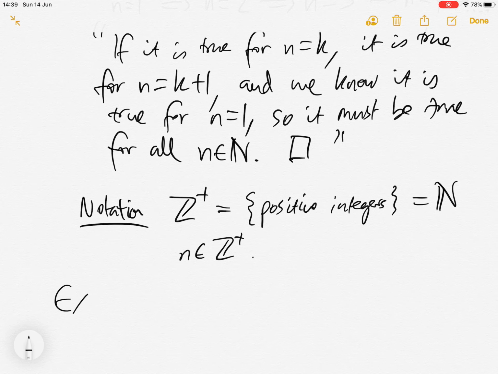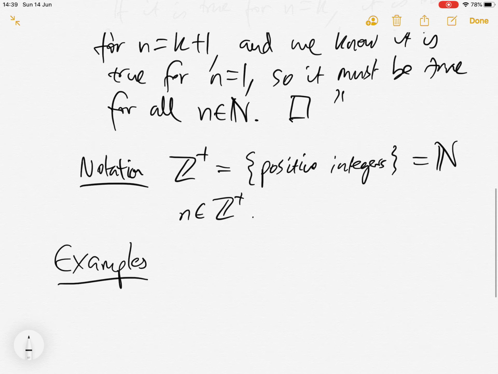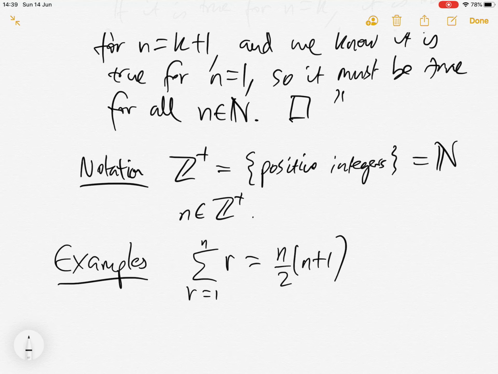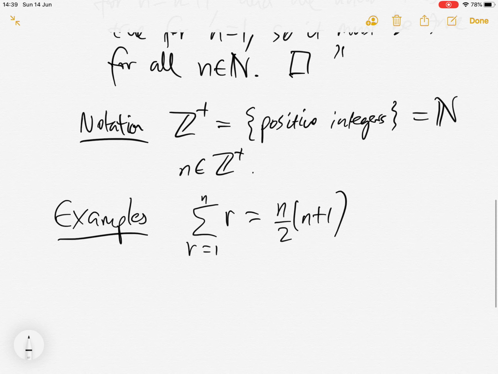Okay, let's see some examples then. So what kind of things can we use this to prove? Well, one thing we can use it to prove is many of the summation formulas. So we saw other ways of proving them, but the most standard way of proving results like this equals a half n times n plus 1 is by induction on n. And same for the others. So we'll just do one of them. We'll do the one with cubes.